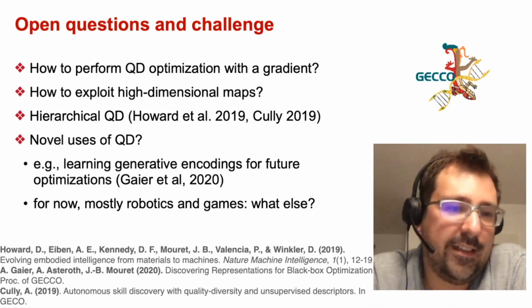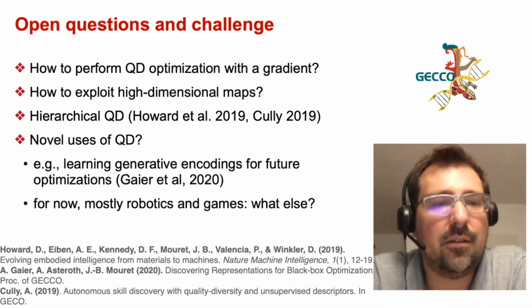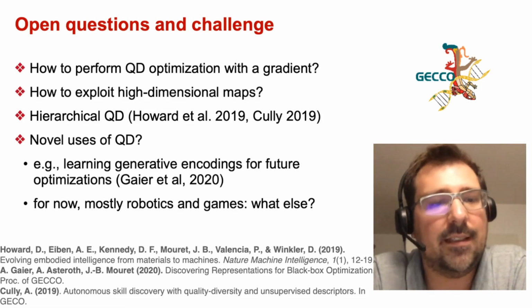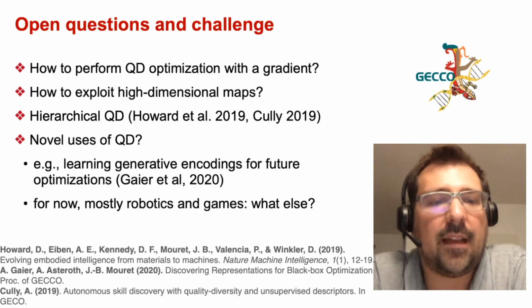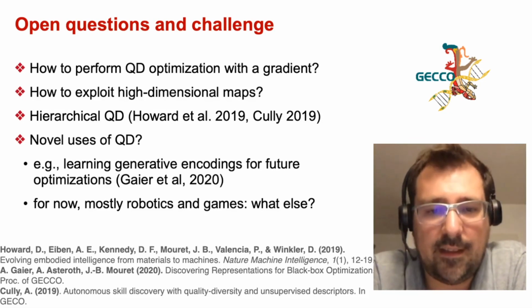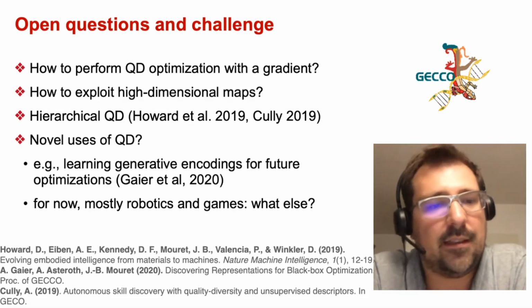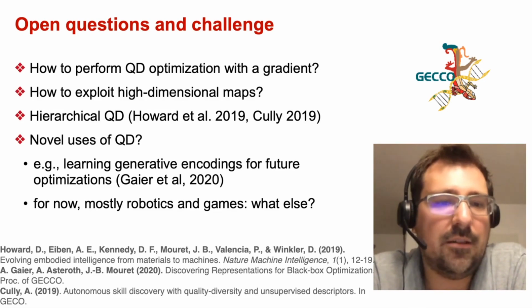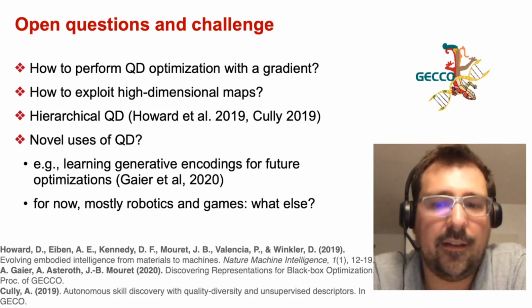But more generically, I think the main question for the field is what are the good domains, the good application cases for quality diversity? I think we have found a few, like in games and robotics, but it would be very interesting to know more about in which fields quality diversity algorithms can make a difference.